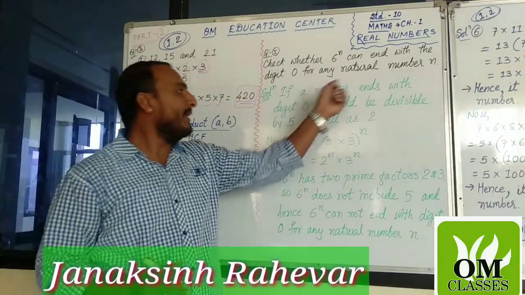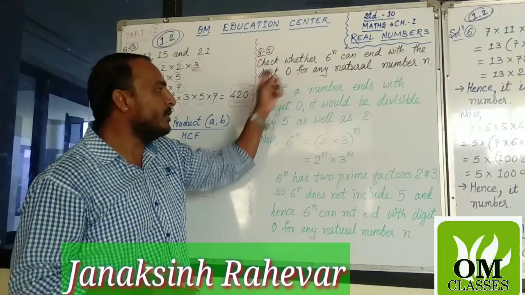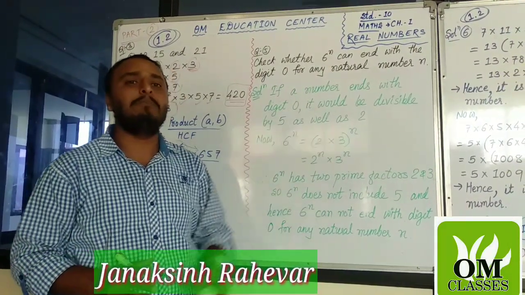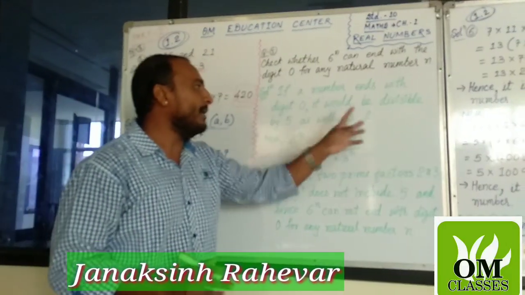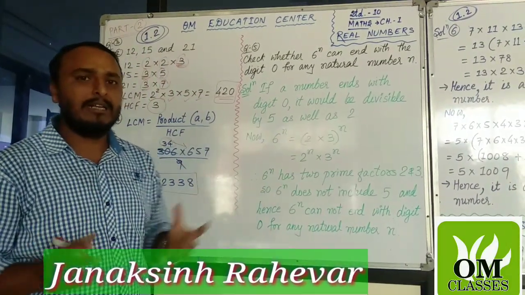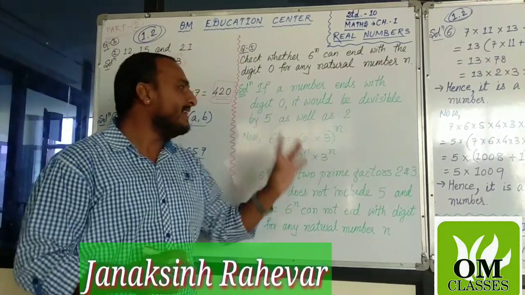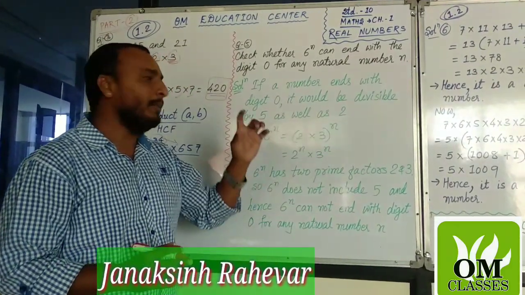So if a number ends with the digit 0, then it would be divisible by both 2 and 5, because when you have studied the divisibility test of 2 and 5, the last digit should be 0 in both the divisibility tests.